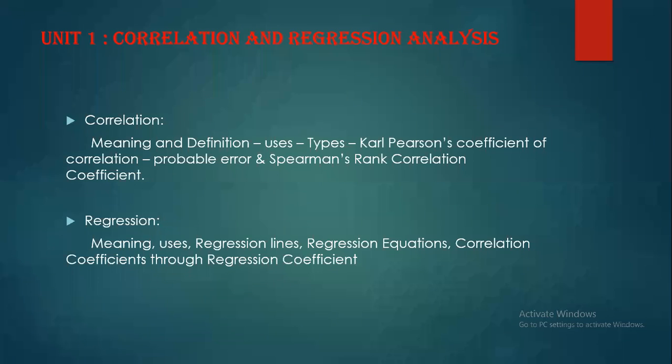These are very important methods, and each has its own formula. From Karl Pearson's coefficient of correlation we get the 14 marks question, and from Spearman's rank correlation we get the 6 marks question. Correlation is a most important topic here.